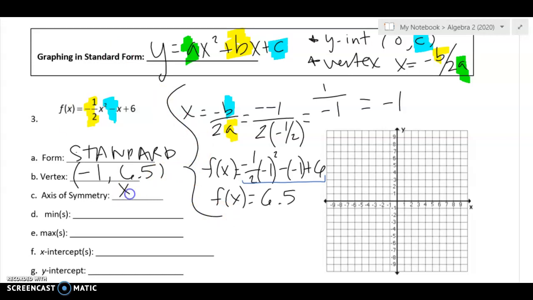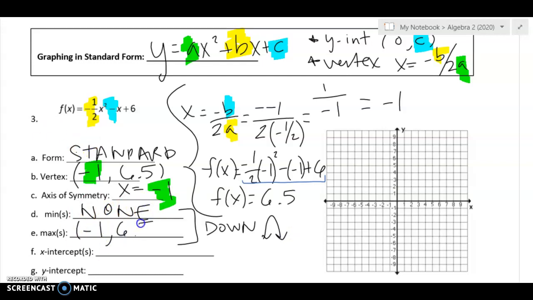From your vertex, you can get your axis of symmetry. So x is equal to negative 1. Remember, those always match up. I'm highlighting those green. Max and min. This graph has a negative 1/2 in the front. That means it opens downward. Remember, if it opens down, it looks something like this. So there's no minimum. The maximum happens to be the same point as the vertex. So negative 1, 6.5.